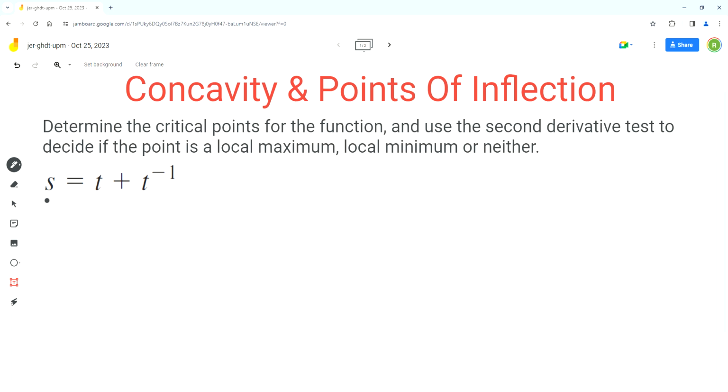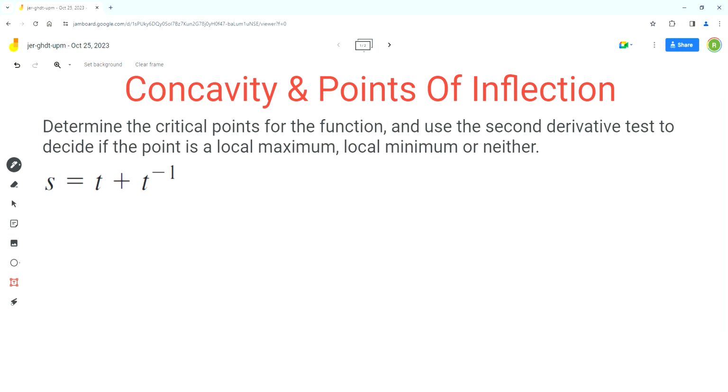So we are given this function s equals t plus t exponent -1. We have to find the critical points for the function. So we have to find the points where the derivative is equal to 0 because at those points the tangent is horizontal. And then we have to find whether those points represent local maximum, local minimum or neither. So let's start by finding the derivative of this given function.